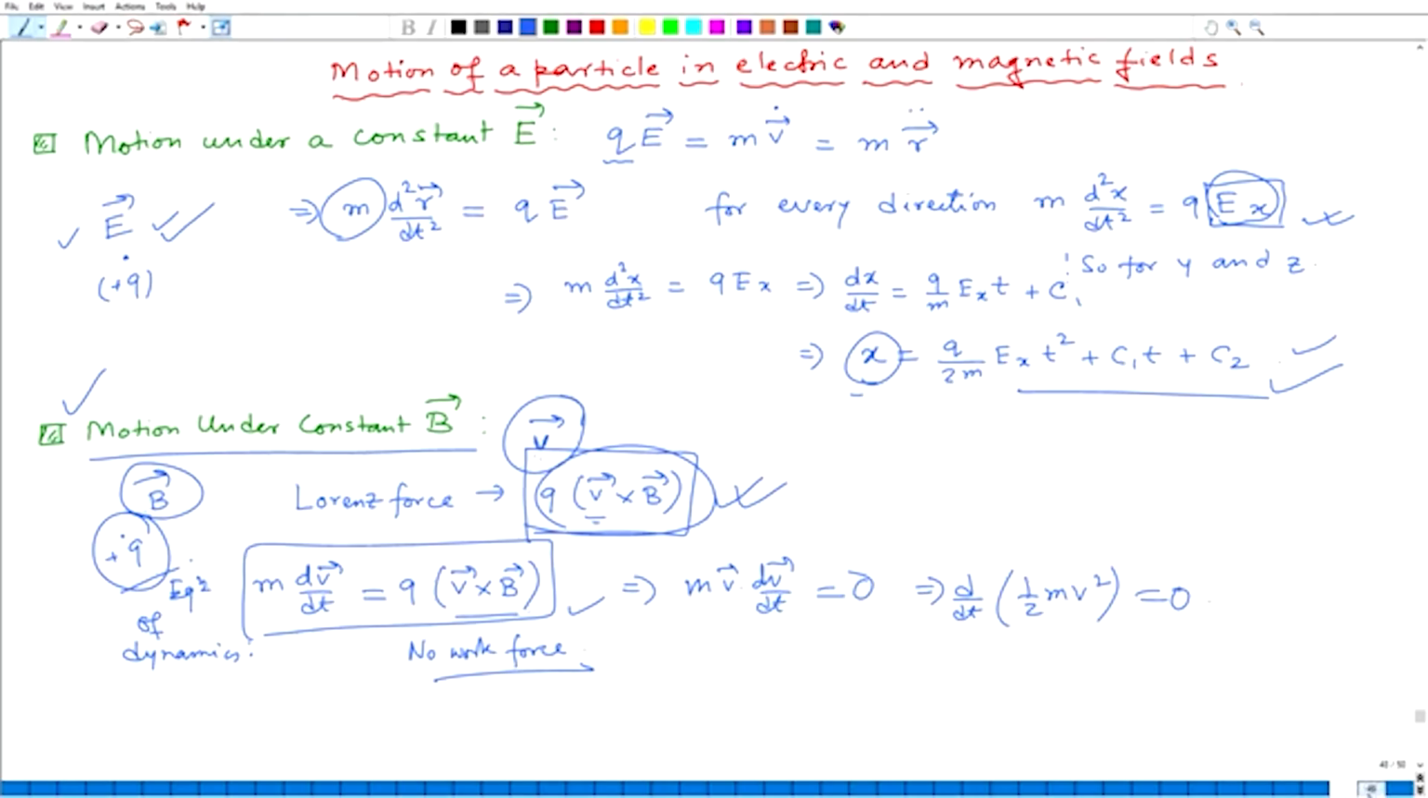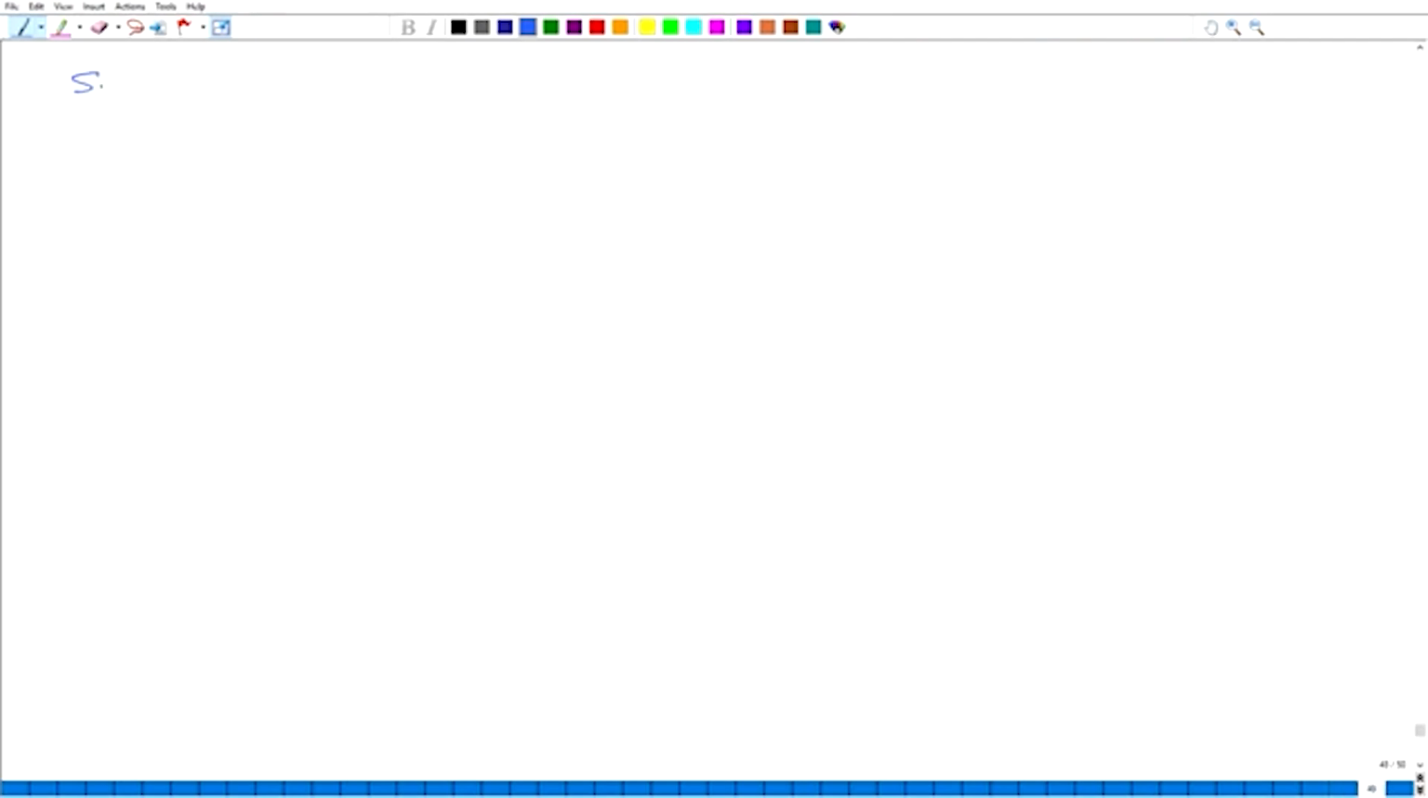Since my B is uniform, without losing generality, I can choose its direction. If B is a uniform field, it should have a constant direction. I can choose that constant direction to be the z direction, and B I can write simply as B z cap, or equivalently B k cap, because I sometimes use both z cap and k cap. If I write this, then what will be my V cross B?